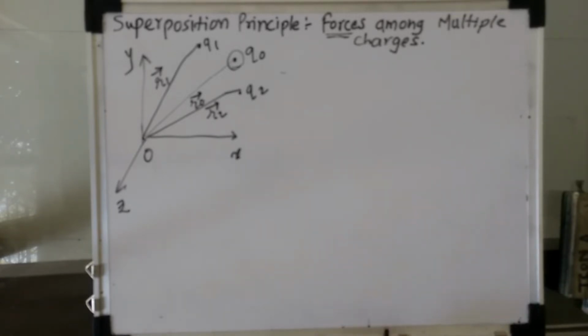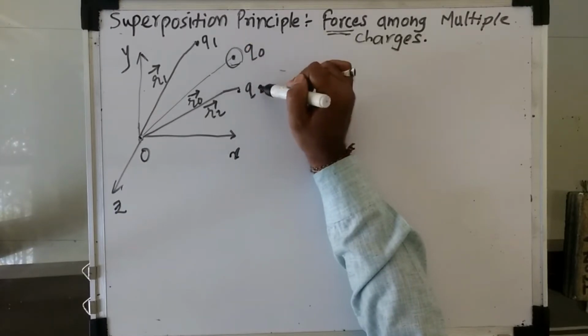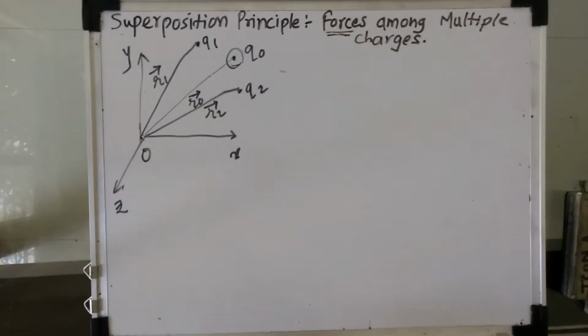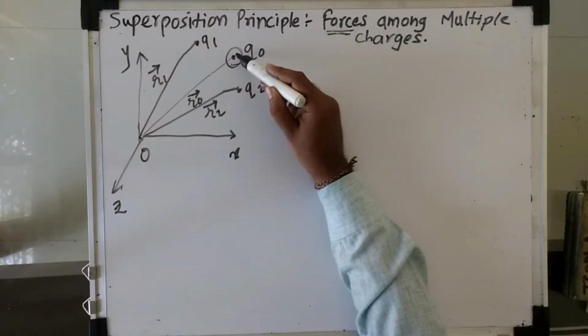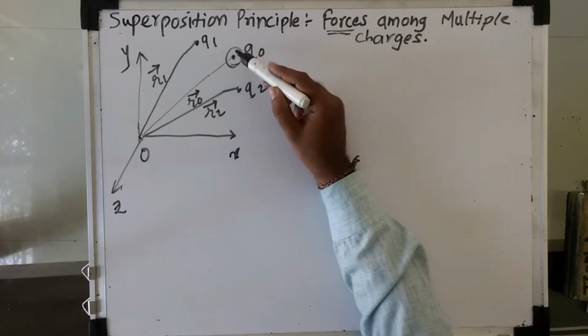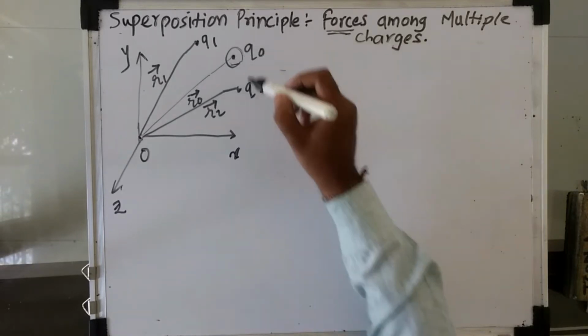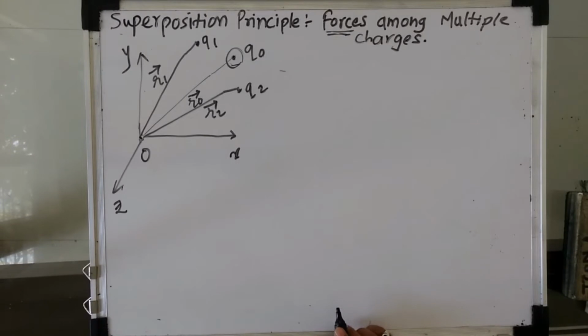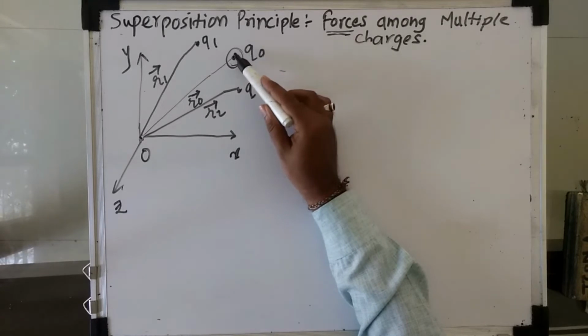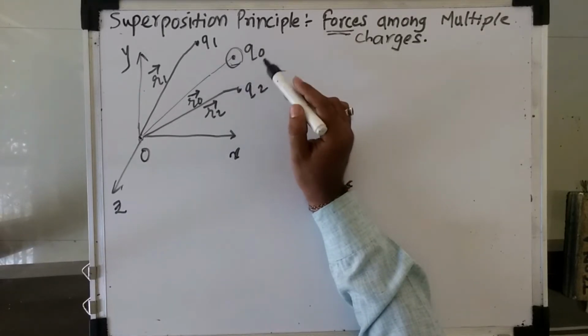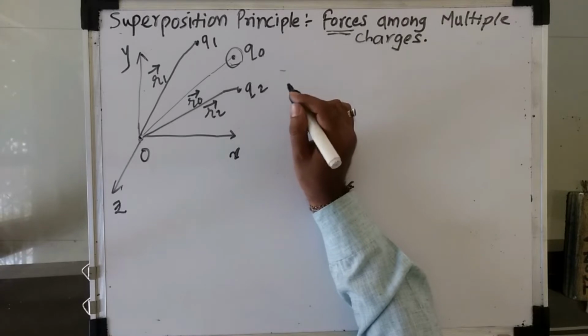So as we have to calculate the force acting on this q0 due to q1 and q2, it's simple now. See here, first you have to always write, according to the superposition principle, the total force acting on a given point charge due to a number of point charges around it is the vector sum of the individual forces acting on that point charge due to all other point charges. So in this case, q1, q2 are the other charges, and q0 is the point charge on which the force is going to act, and that force will be given by this equation.